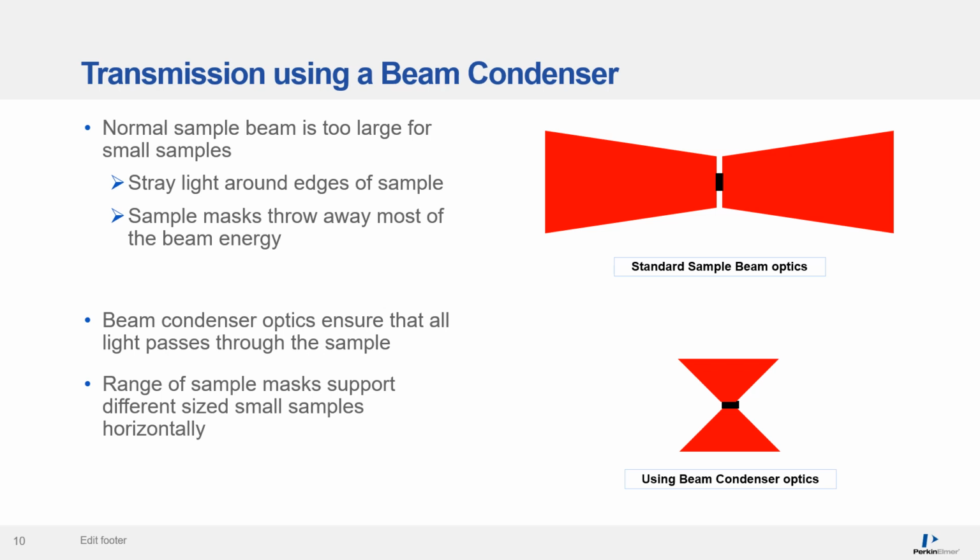However, restricting the beam energy is not an efficient mechanism and would greatly reduce the performance of the measurement. Beam condenser optics reduce the size of the beam at the sample focus point to ensure that all the light passes through the sample. The sample is also positioned horizontally, which is considerably easier than trying to mount it vertically. A range of different size masks are available to hold a range of samples of different dimensions.